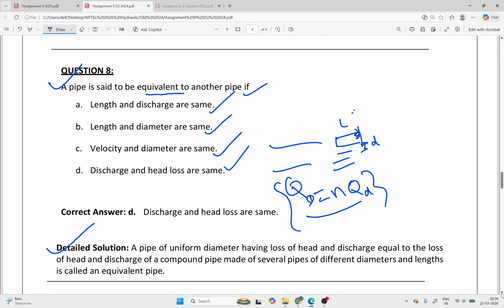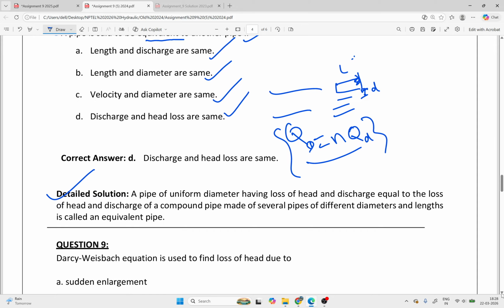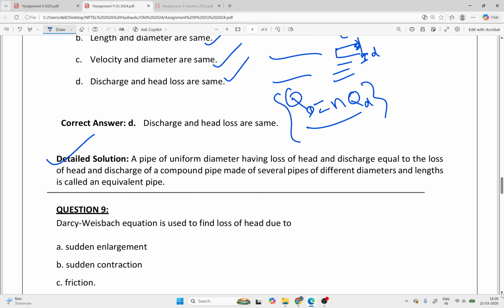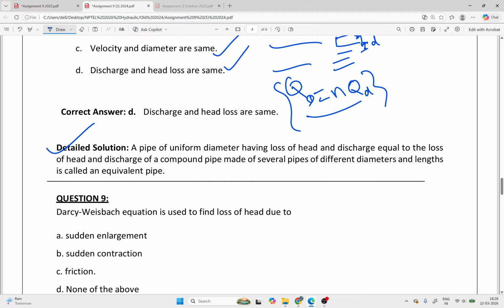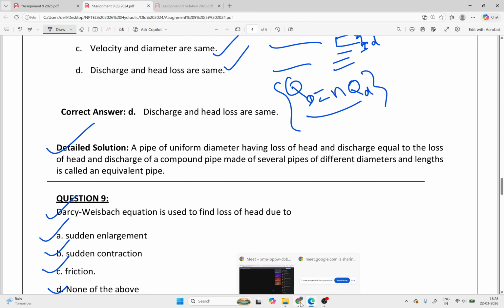So now we'll move on to the next one, question number 9. The Darcy-Weisbach equation is used to find loss of head due to sudden enlargement, sudden contraction, friction, or none of the above. So just think on that, and please write your answer, then I'll explain.